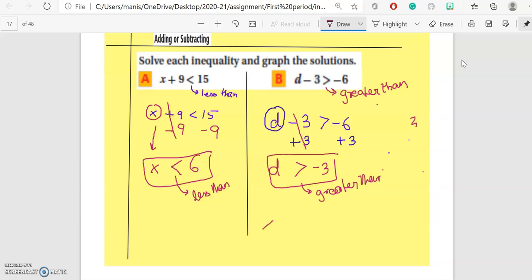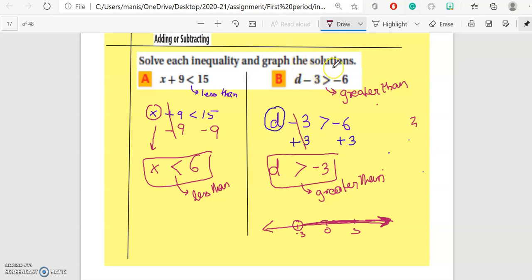If I'm trying to plot this, see, it will be like this. 0, negative 3, positive 3. Now my symbol will be an open circle, but since it's greater than a negative number, meaning all the positive numbers, it will be going in the right side direction over here. So this will be my graph for this inequality.